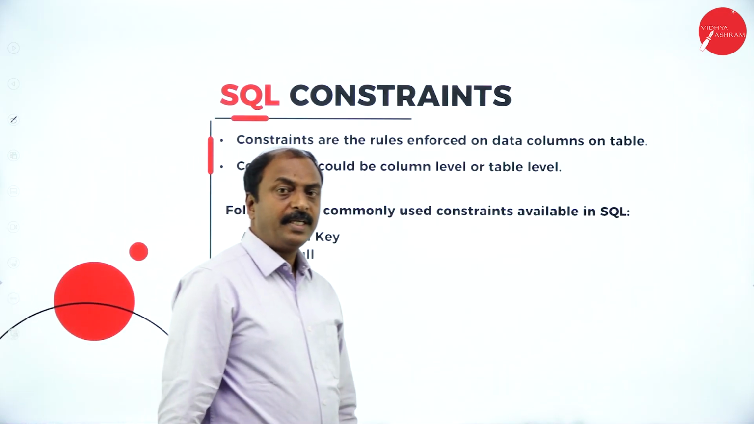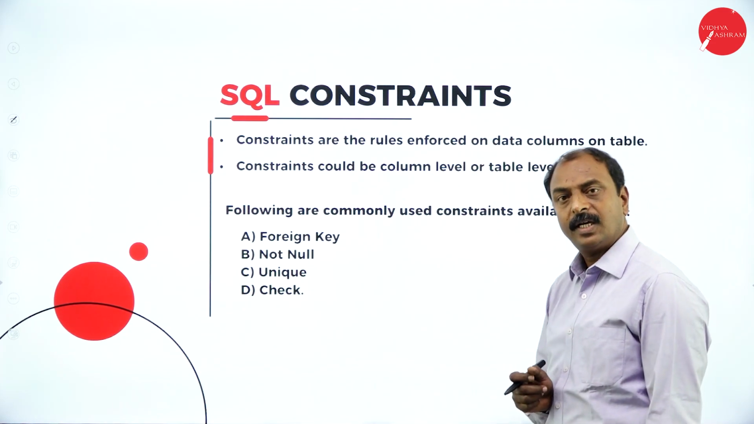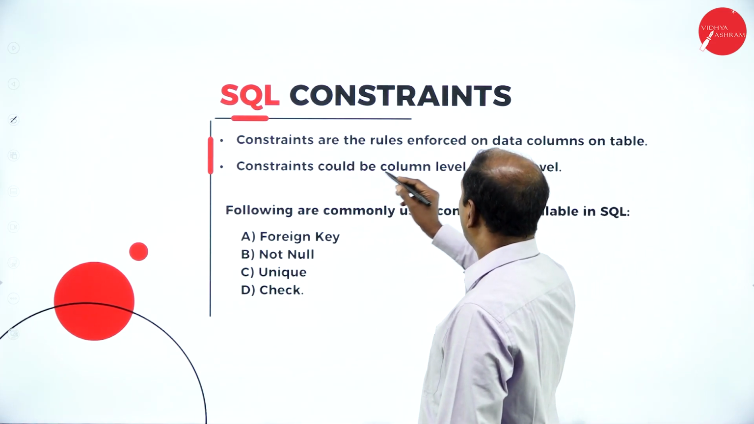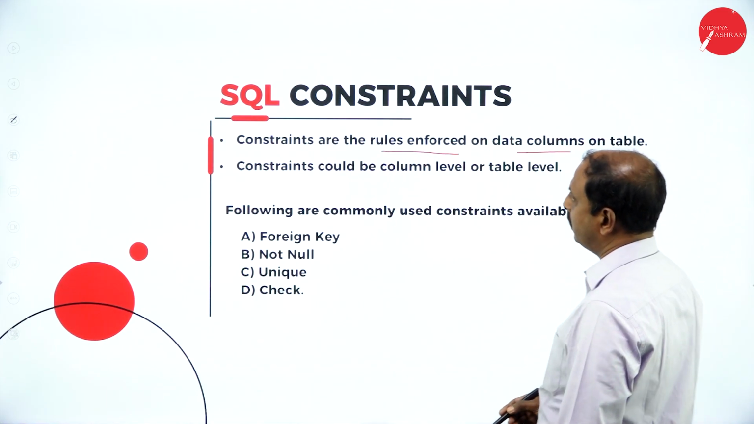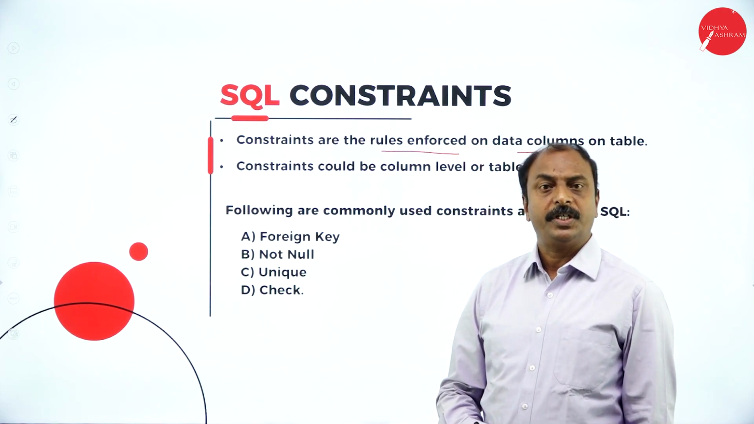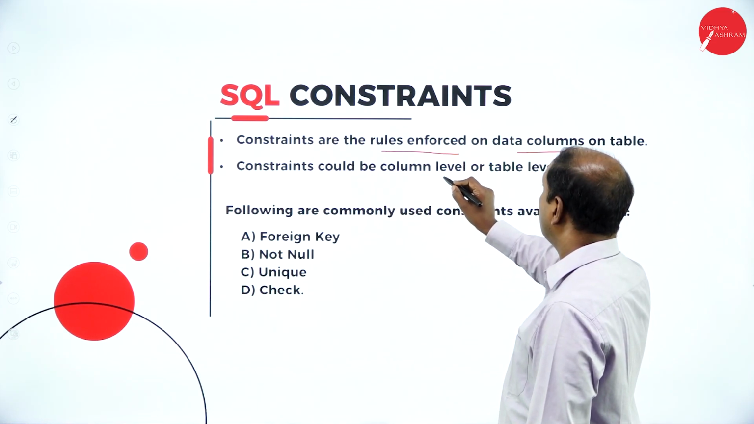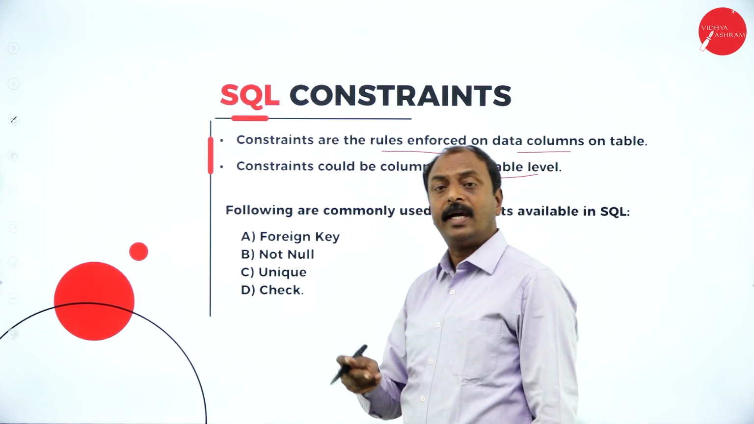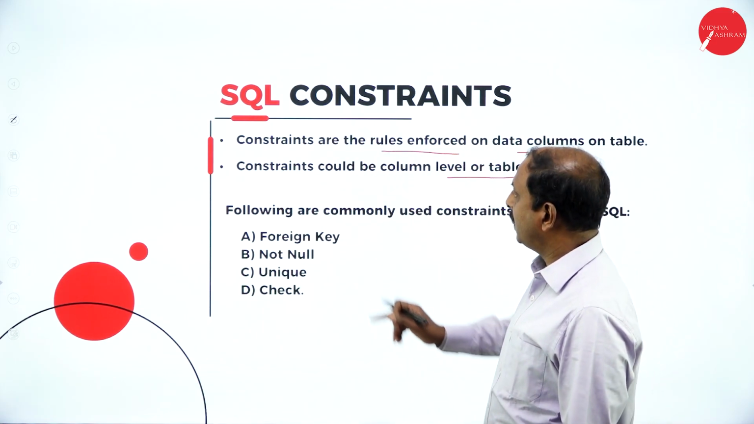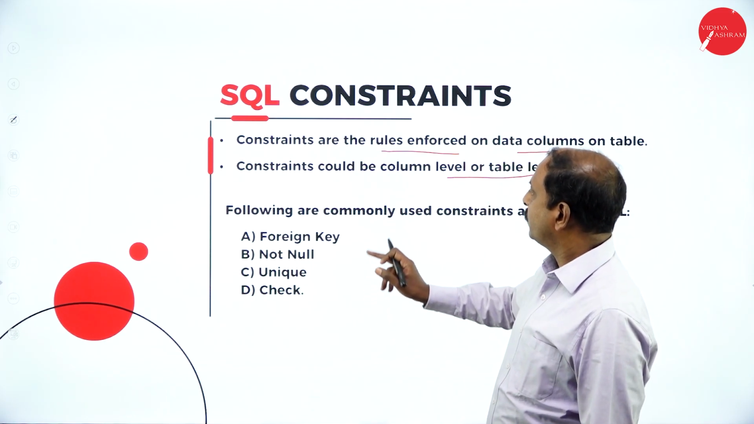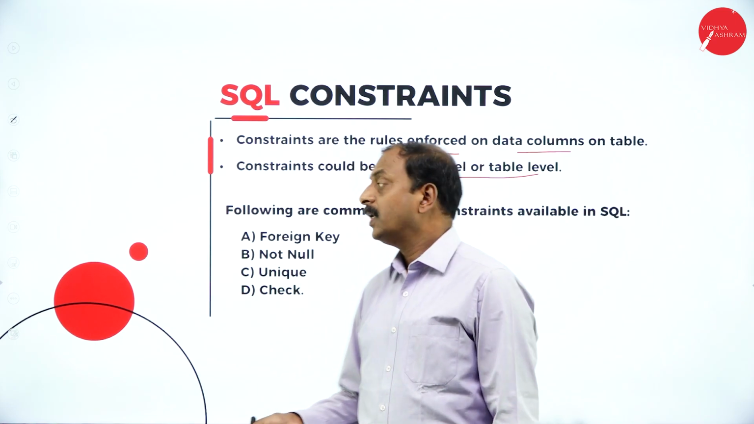Now the next concept is SQL constraints. Let us see what SQL constraints are. Constraints are rules enforced on data columns of a table. Constraints are nothing but restrictions. They can be column level or table level. We can have a restriction, or privileges, in the name of constraints, and for a table it is table level, or we can have column level constraints.